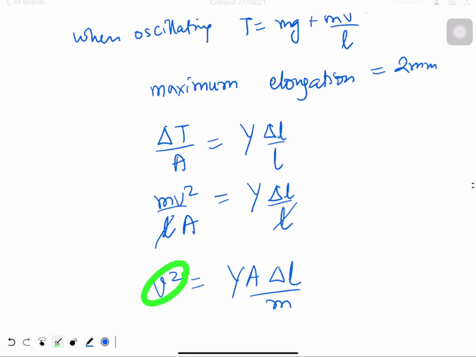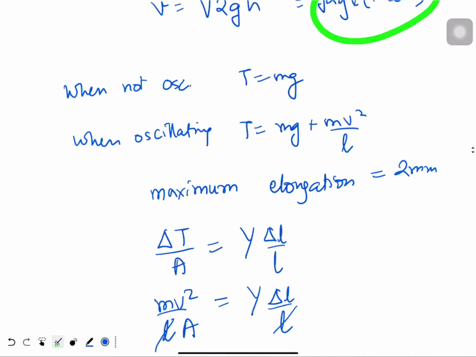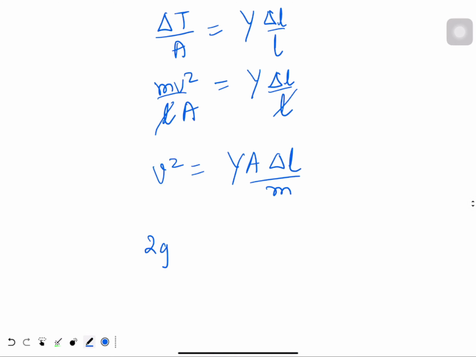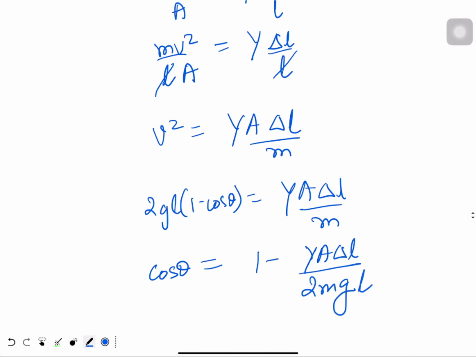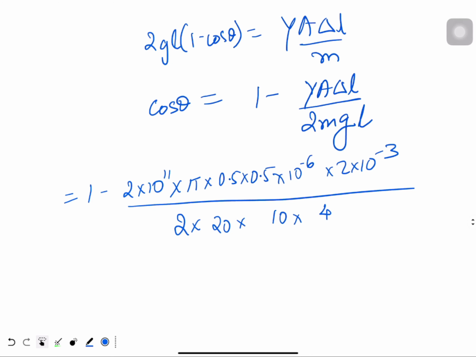Now, what is the value of V square? V square will be 2gL(1 minus cos theta). So 2gL(1 minus cos theta) will be YA delta L by M. So from here you will get cos theta equal to 1 minus YA delta L by 2mgL. So now just put the values given in the question and we can find theta. So here I have put the values and you will get the answer to be 1 minus 0.2, this should be 0.8.